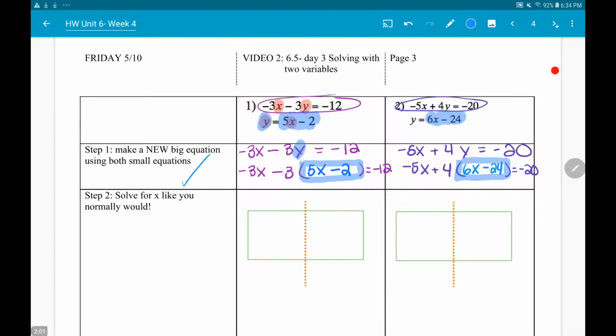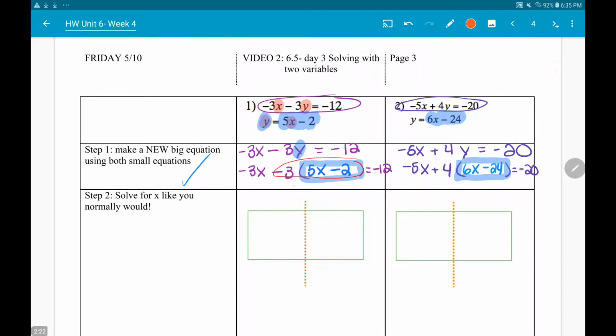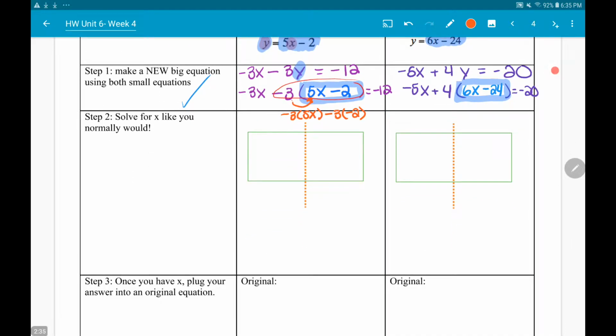Check. All right, so now how do I solve? When I solve and I see parentheses, I need to take care of that first. So I need to take care of my distributive property. So, how am I going to do this? Let's write our new equation underneath. So negative 3 goes with 5x. And negative 3 goes with my negative 2. Now this is getting a little sloppy. You know what? Let's write it over here.